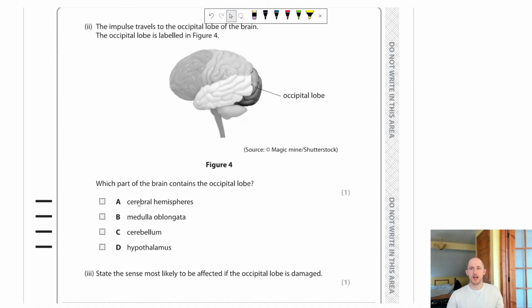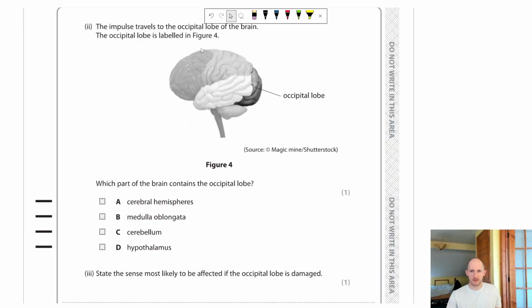I'm not going to lie to you, this is basically just a memory exercise. There's not really a way, I mean, there is a way that you can work it out if you know what some of the other functions of the brain are, like the hypothalamus, like the regulatory center, the medulla, maybe. But yeah, it's a bit tricky. But if you know your structure of the brain, this shouldn't be too bad.